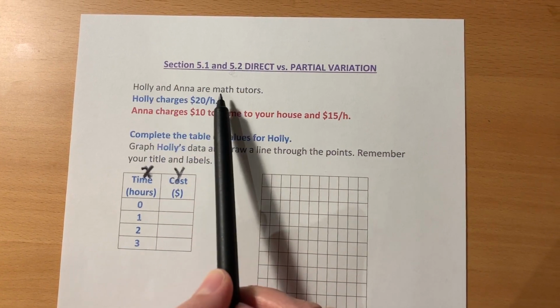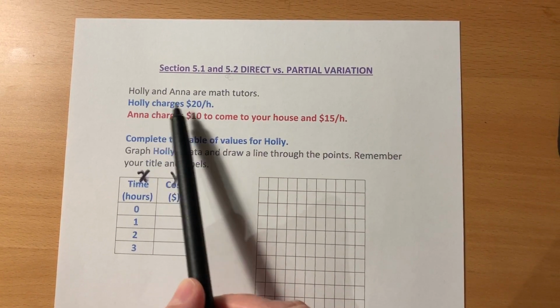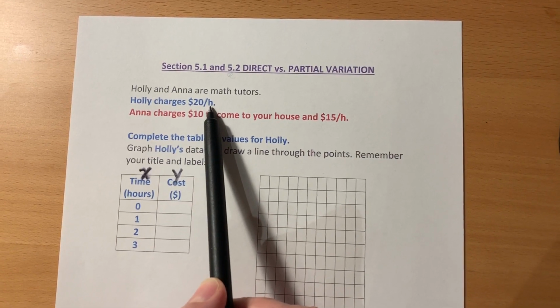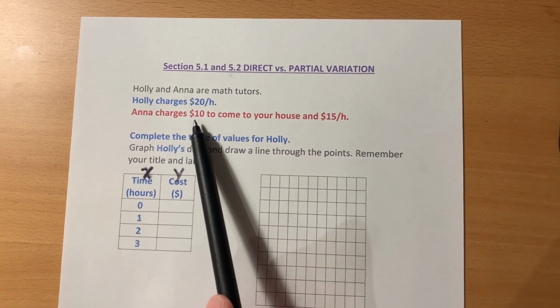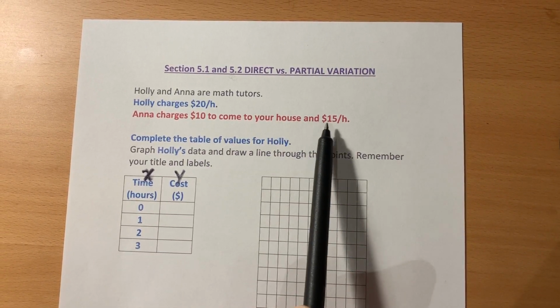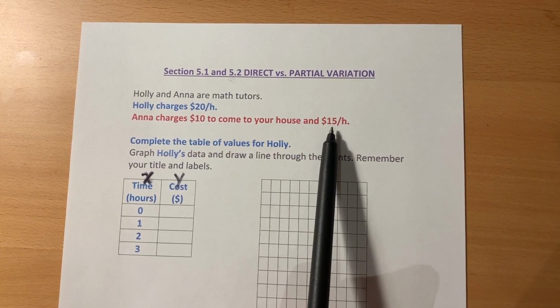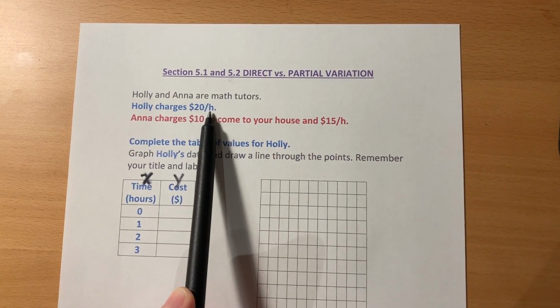So we've got two math tutors, Holly and Anna. Holly's going to charge $20 an hour. Anna has a different pay structure. She's going to charge $10 to come to your house, and then every hour she's there, she's going to charge you $15. So let's look at Holly, who charges $20 an hour.